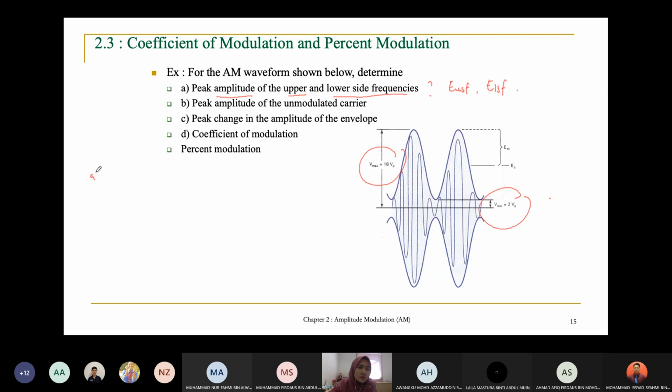So how to calculate? We just use the formula. Remember, EUSF is equal to ELSF, the value should be the same. It is equal to 1 over 4 of Vmax minus Vmin. So 1 over 4, Vmax is 18 minus 2. The peak amplitude of the upper and lower side frequency equals 4. Okay, correct. 4 volt.